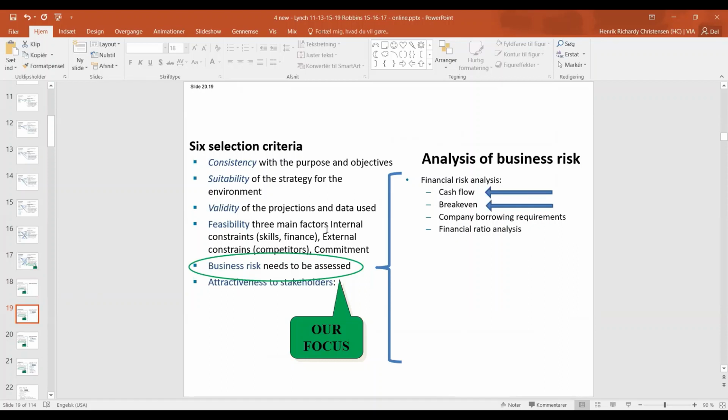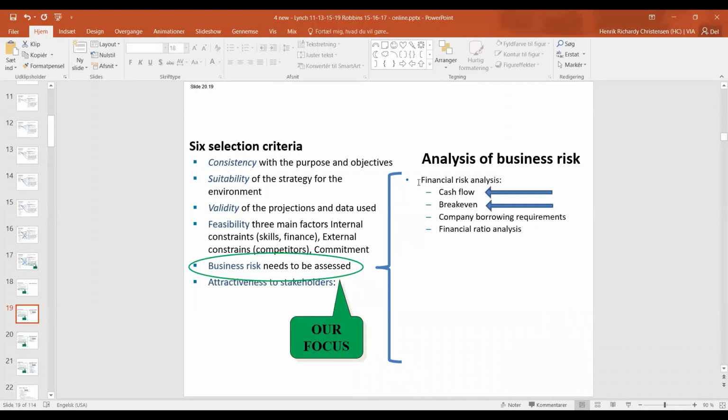Looking into the analysis of business risk. The first one, financial risk analysis. Here we find cash flow, and we find break even. And the reason that you have two of these arrows here is that these are the two that I'm going to talk more about in this lecture here.